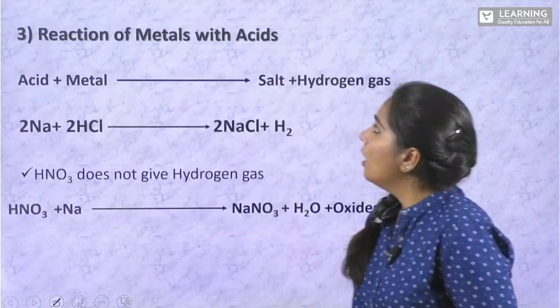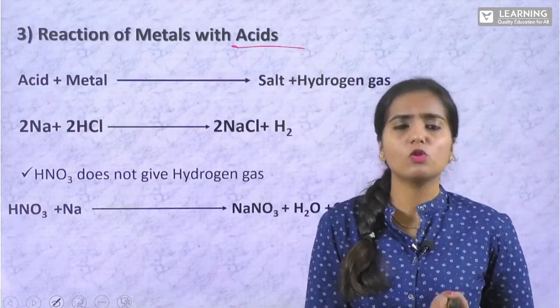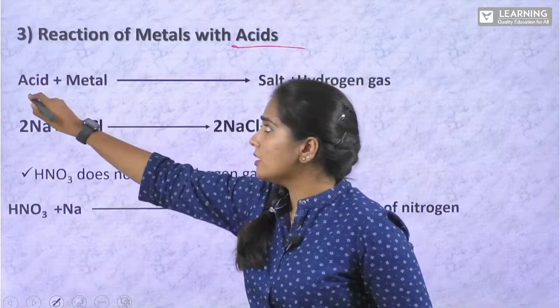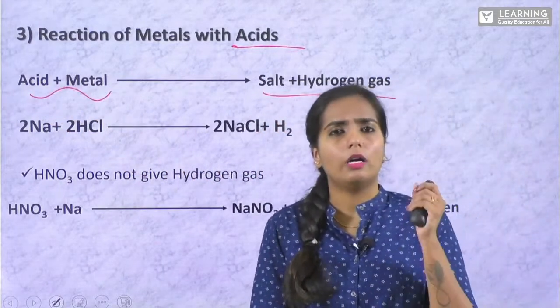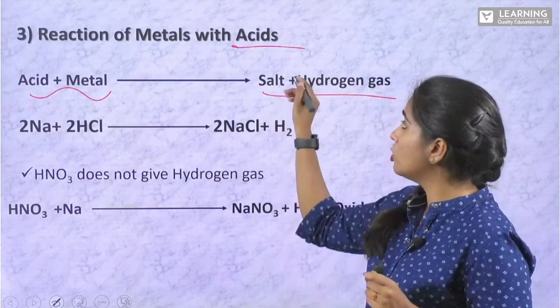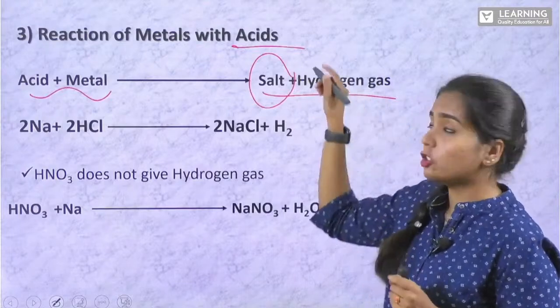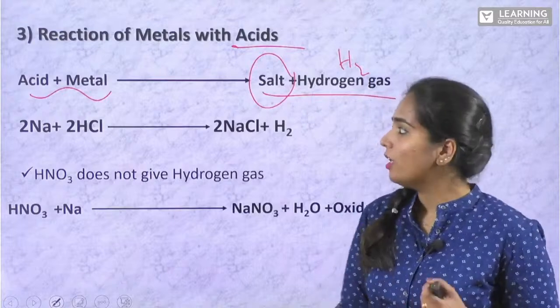Moving on. Next one, reaction of metals with acids. What is the general equation here? Acid is treated with metal, and we get salt. Whenever we take an acid and treat it with a metal, we get the formation of salt with the liberation of H2, that is hydrogen gas.